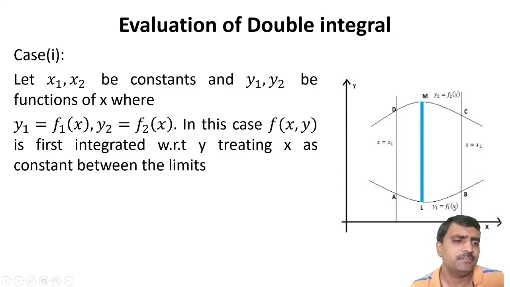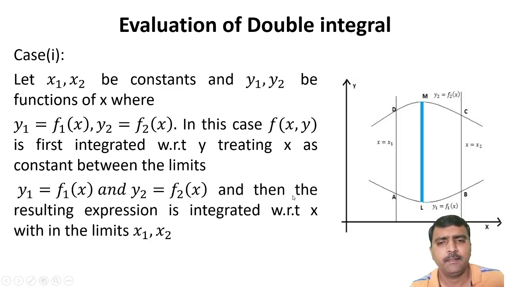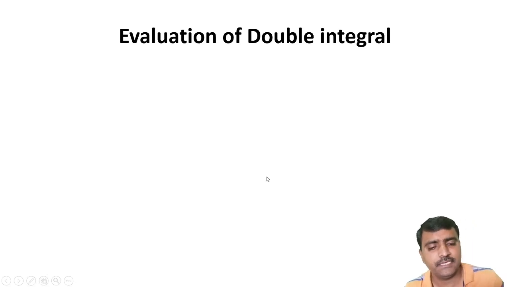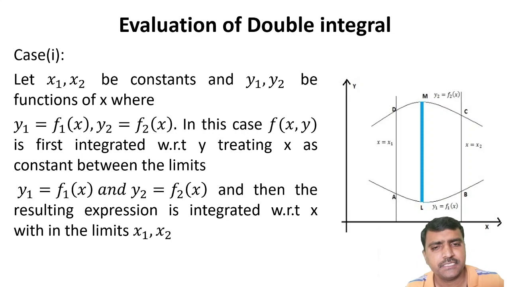That is, y is equal to x square, y is equal to 4x square, like that. It may be any type of function. So here y1 is equal to f1 of x, y2 is equal to f2 of x. In that case, how to take the double integral? In this case, first we have to take the integration with respect to y, by defining the boundaries as y is equal to y1. The limits of y are f1 of x to f2 of x, and the limits of x are x1 and x2. So in this case you have to write it as dy dx, because first we have to take the integration with respect to y, then the integration with respect to x.